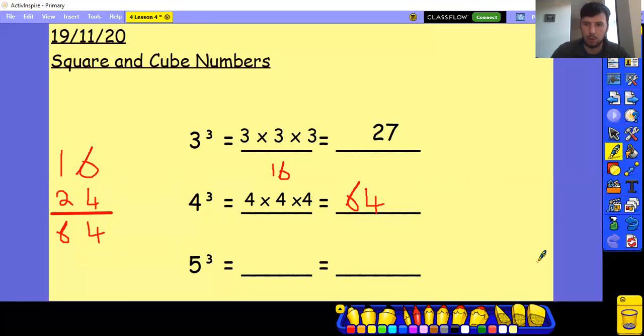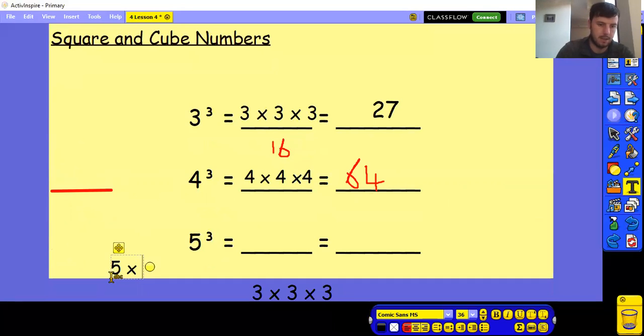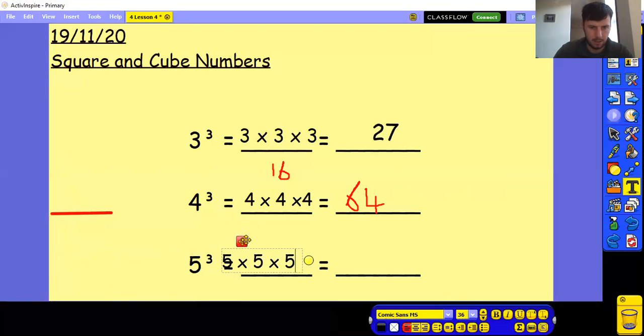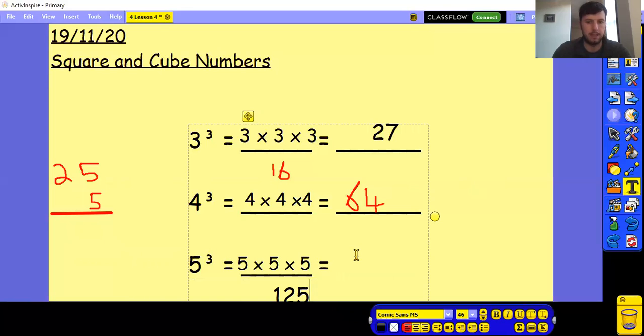Right, have a little go at the one on the bottom. What is 5 cubed? Right, let's take a look. So we've got 5 times by 5 times by 5. Well done if you said that. And we've got 5 times by 5 equals 25. And then 25, again, you can do the column method to help you if you wish. 25 times by 5 equals 125.